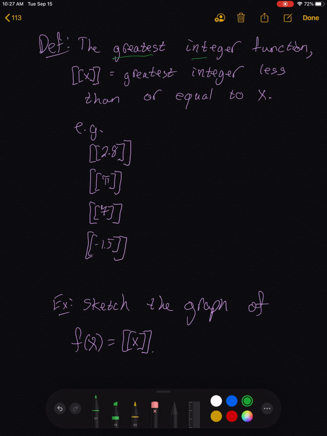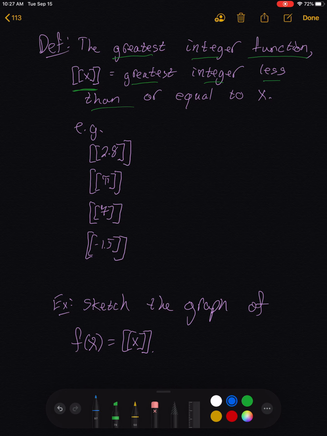But the function I'm going to look at here is called the greatest integer function, and the notation for that is this double bracket around a number. And what this means is we want to take the greatest integer less than or equal to that number. So an integer is just a whole number, it can be positive or negative. So we're looking for the largest integer that is less than or equal to the number in the brackets.